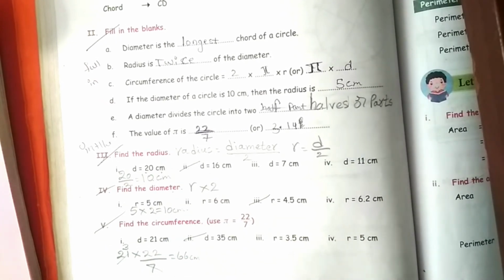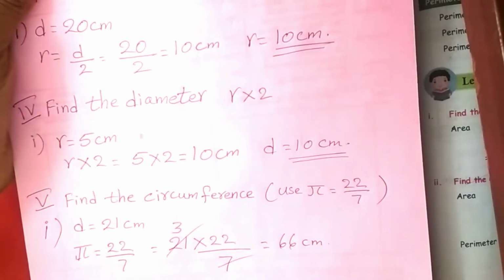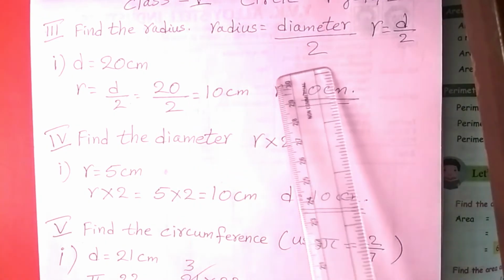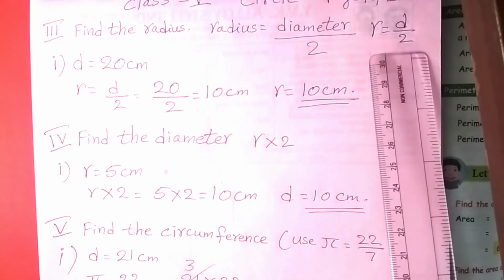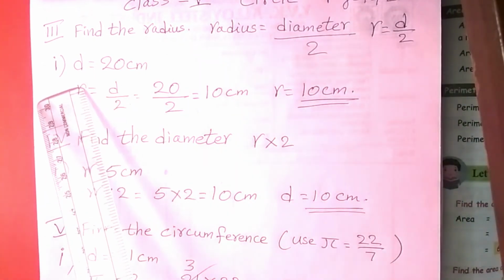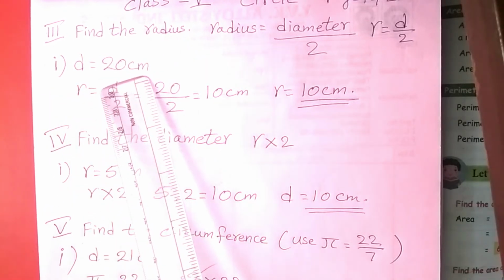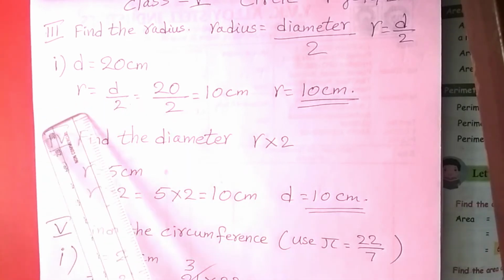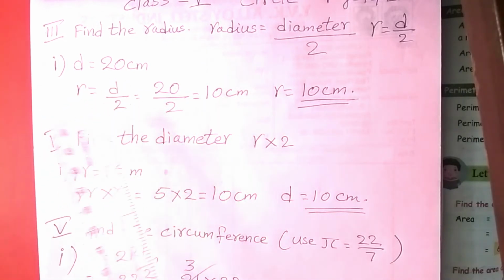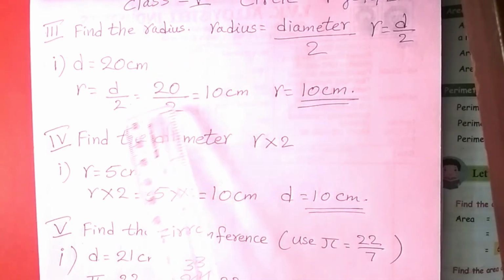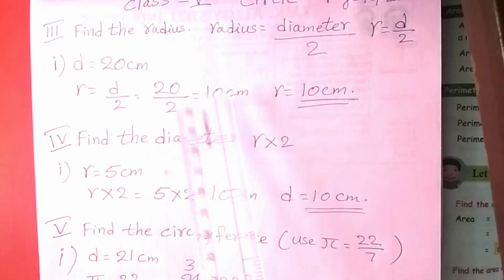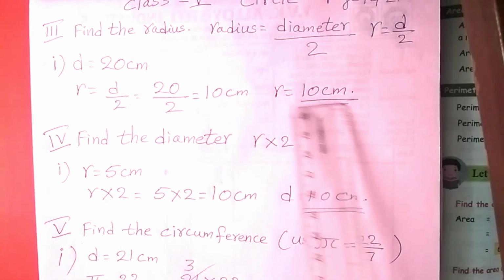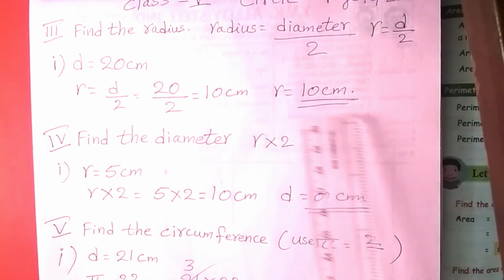Now we shall move to the third bit, find the radius. To find the radius, the formula we will apply is radius is equal to diameter by 2, that is r equal to d by 2. The first question is d equal to 20 centimeters. Now we apply the formula: r is diameter by 2. 20 divided by 2 is equal to 10 centimeters. So r is equal to 10 centimeters. Likewise, the rest of the two sums you do on your own.